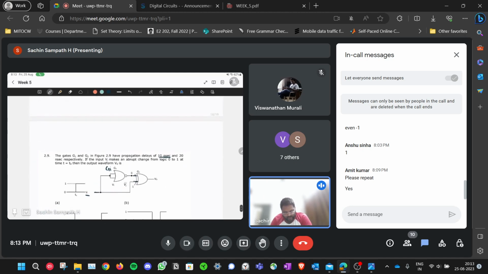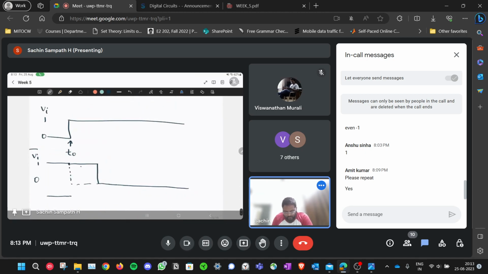But the G2 gate has a delay of 20 nanoseconds. So it was supposed to go low right here, but it got delayed by 20 nanoseconds. Since this is 10 nanoseconds, we're taking this as T1, and another 10 nanoseconds, let's say this is T2. So it will stay like this and go low at this point. It was supposed to go low here, but there's a delay of 20 nanoseconds, so it's going low at T2. Then it will stay like that for the next 10 nanoseconds, during which both the inputs are high.